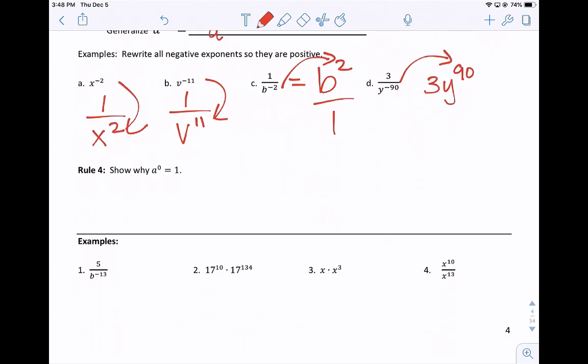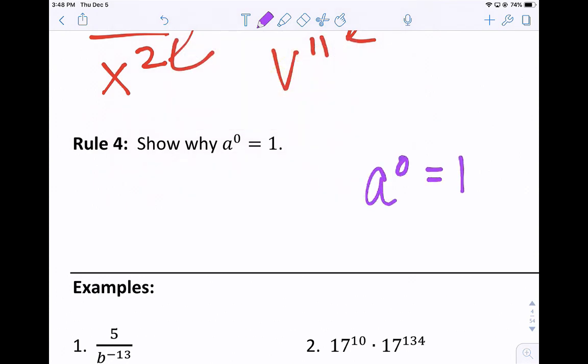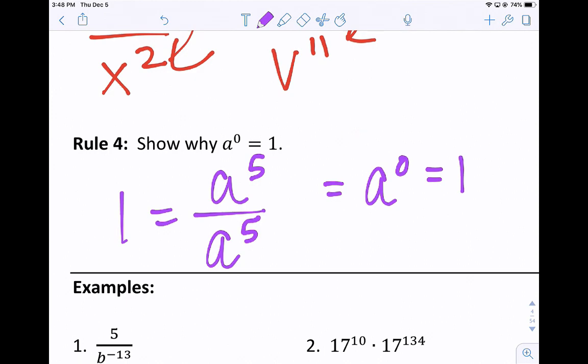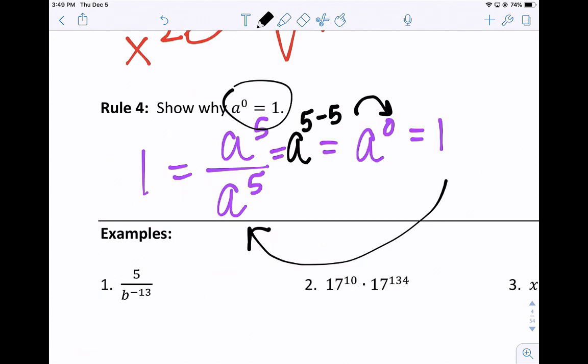And our last rule, and then we'll do some practice, show why a to the 0 equals 1. Okay, all right, so I'm just going to pick a base. I'll do 5. Let's say we have a to the 5th over a to the 5th. All right, this equals 1 because any number divided by itself is 1. Using the rule that we learned, we can subtract. This would be a to the 5 minus 5, which gives us a to the 0. So we can see why anything to the 0 power is 1 because it comes from dividing any number by itself. So that's our last rule. Anything to the power of 0 is 1. It comes from dividing something by itself.